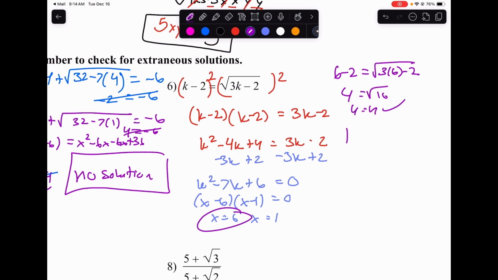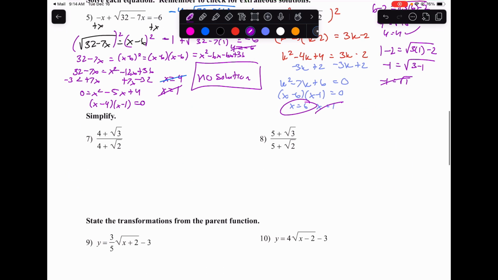I need to go check my 1, so I do 1 minus 2 is equal to the square root of 3 times 1 minus 2, so I get negative 1 is equal to the square root of 3 minus 2, so negative 1 is equal to the square root of 1, which is false because negative 1 does not equal 1, so that's a bad solution. So my only good solution here is 6.